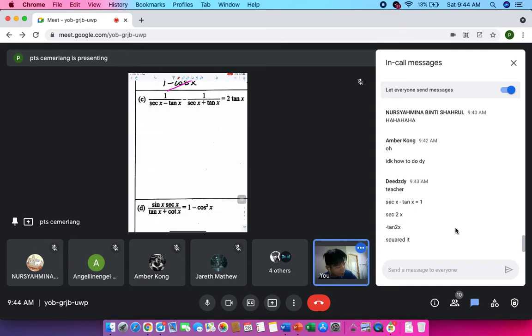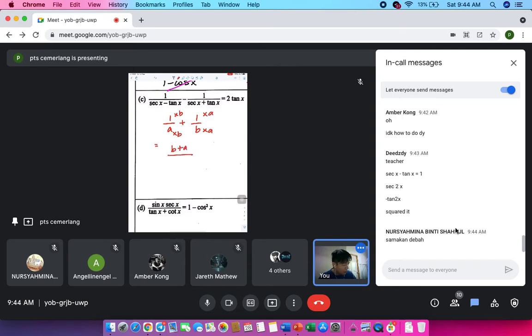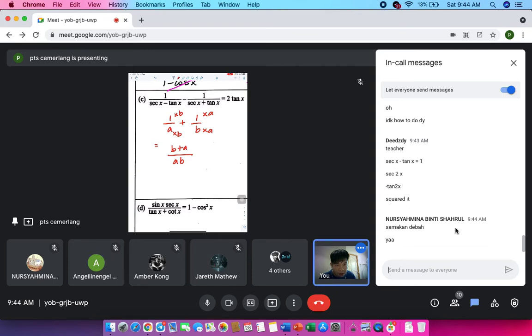Look. If I have 1 over a plus 1 over b, how do I make it into a single fraction? This one times b, the top also times b. This one times a, the top also times a, right? So you have b plus a over ab. Is that correct? Make the denominators the same. Yes. So that is what you can do.